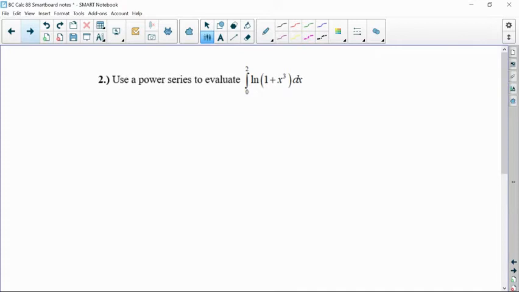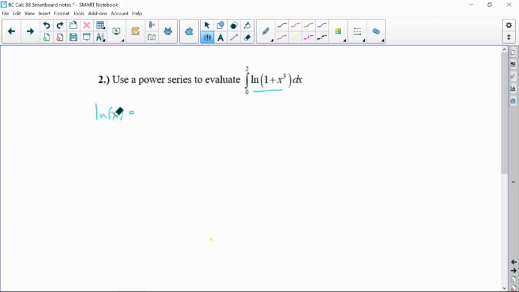It says, use a power series to evaluate this particular integral. And the thing is, we don't know how to integrate this. We know how to do natural log, with integration by parts, or just memorize it, but not natural log of 1 plus x cubed. But what I do know is that I have a power series for natural log, and it's been a while, maybe, since you've seen this one.